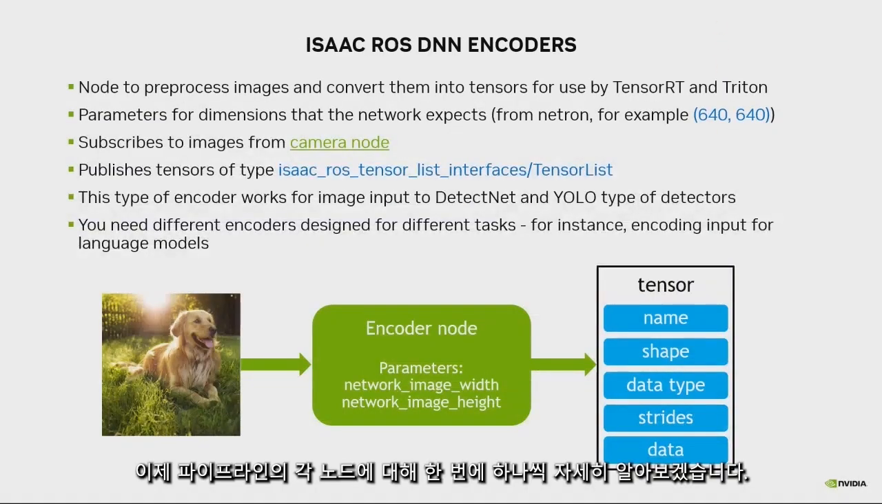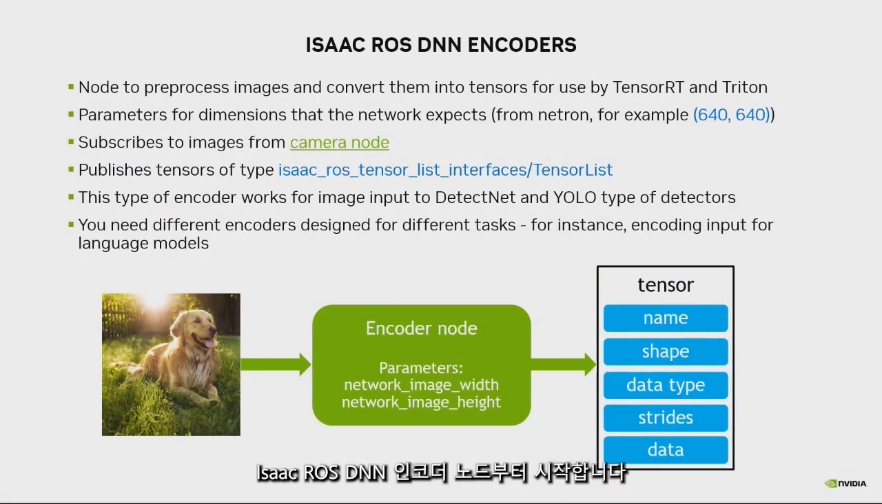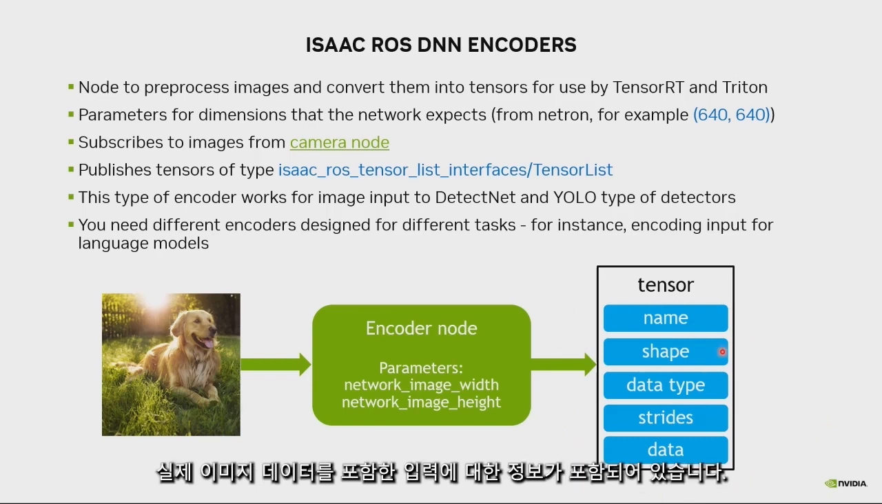Now, let's get into more detail about each node in the pipeline one at a time, starting with the Isaac ROS DNN encoder node. This node takes images from the camera node, link to the camera node is provided in the slide, and converts these images into tensors, which are used by the inference node. These encoded tensors contain information about the input, including the shape, the data type, and the actual image data.